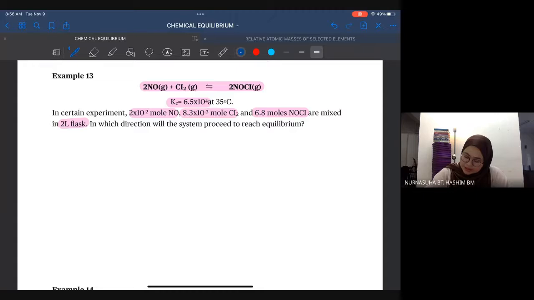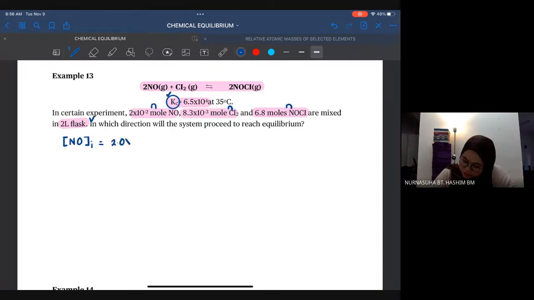So, they give Kc, they give mole, they give volume. Since they give Kc, it means you have to find the value of Q. So to find the value of Q, first find the concentration of NO. How much? 2.0 × 10^-2 divided by volume 2.